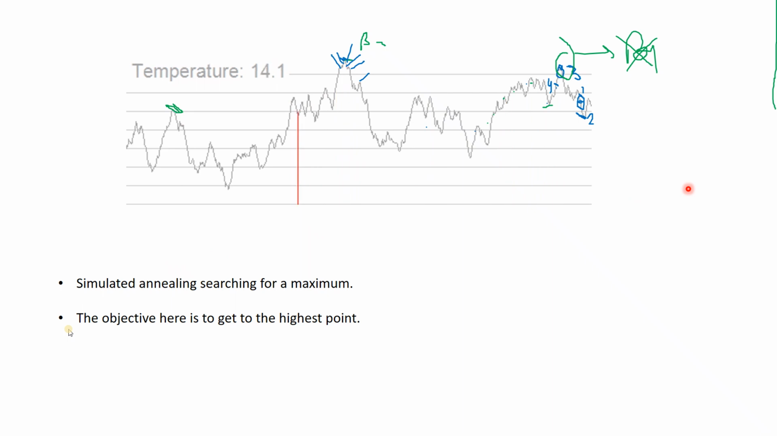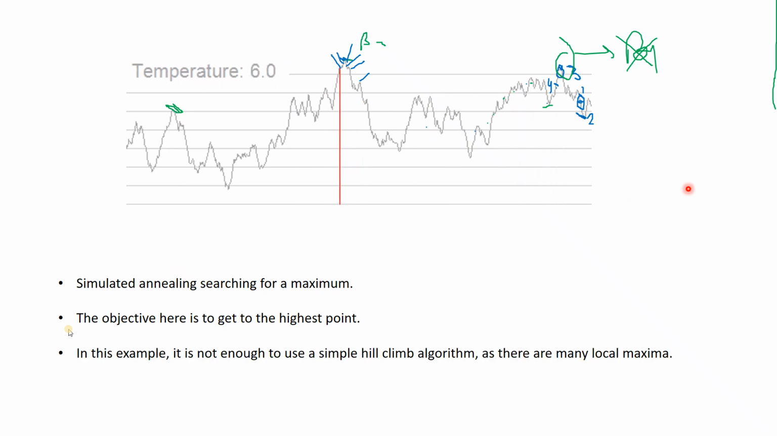So simulated annealing is searching for a maximum. The objective here is to get to the highest point. In this example, it is not enough to use this simple hill climb algorithm, as there are many local maxima. The hill climb algorithm we will discuss in the last class. Hill climb is an outdated algorithm which is also used for finding the maximum or minimum point.